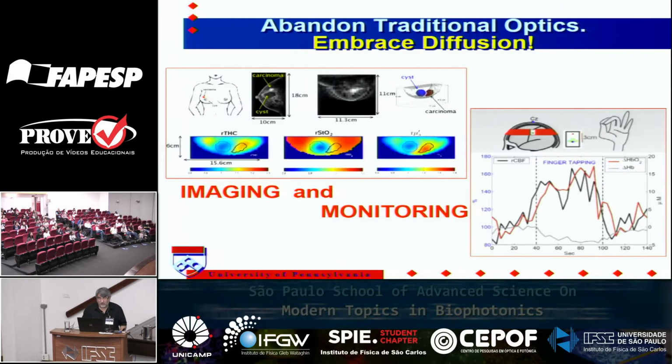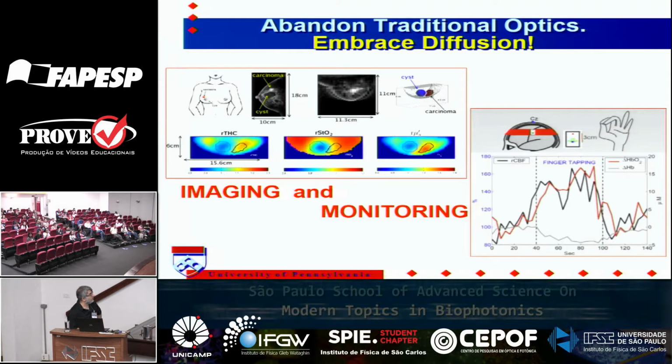Well, we can make progress, but we have to abandon traditional optics and embrace diffusion. If you do that, then you'll have a mathematical model that you can use to understand your data and to separate scattering effects from absorption effects.